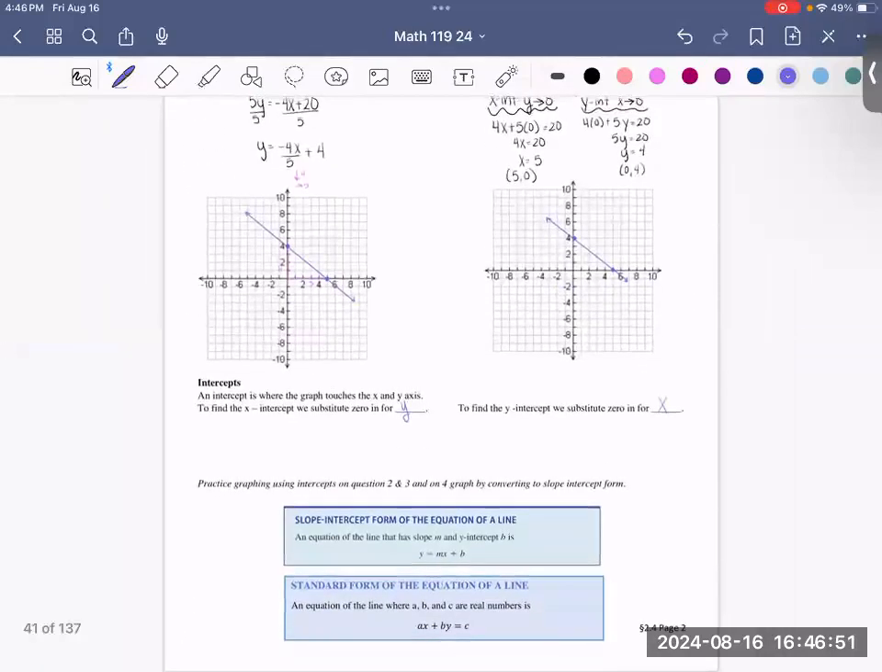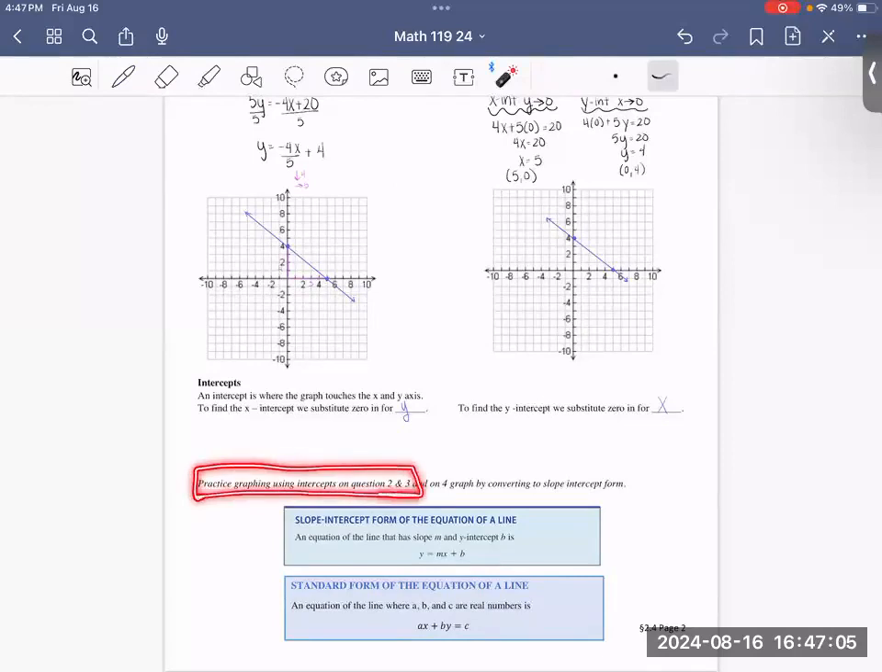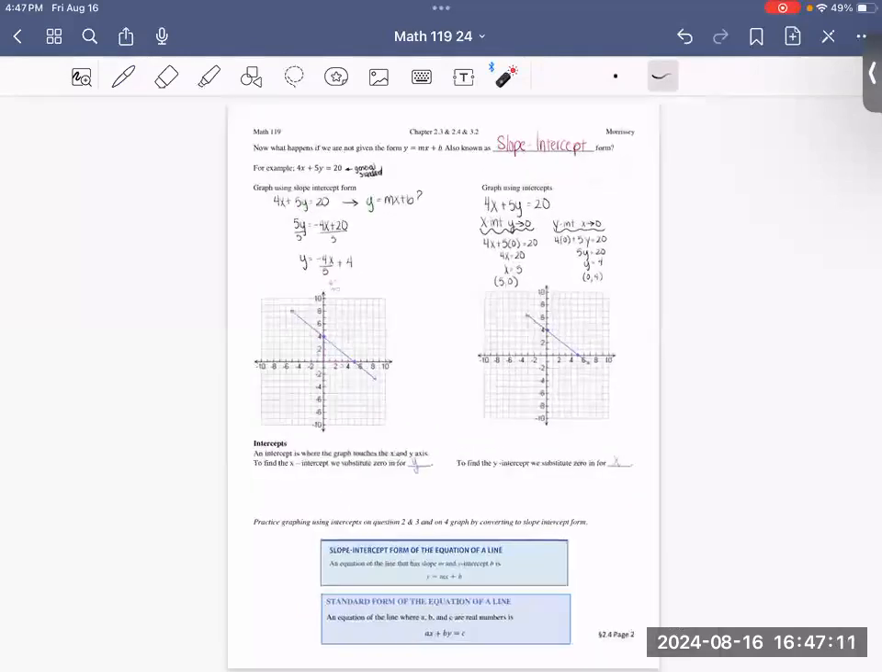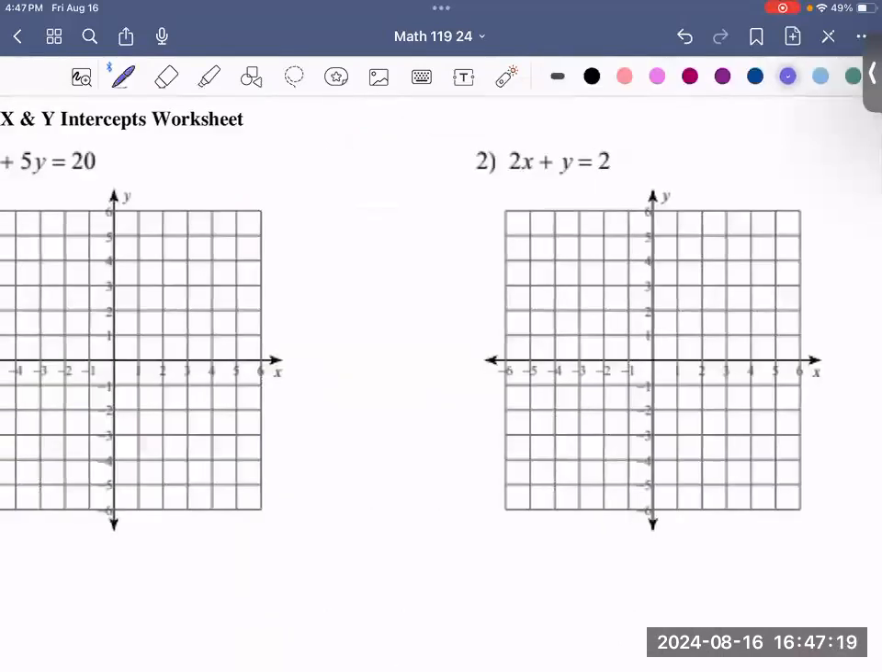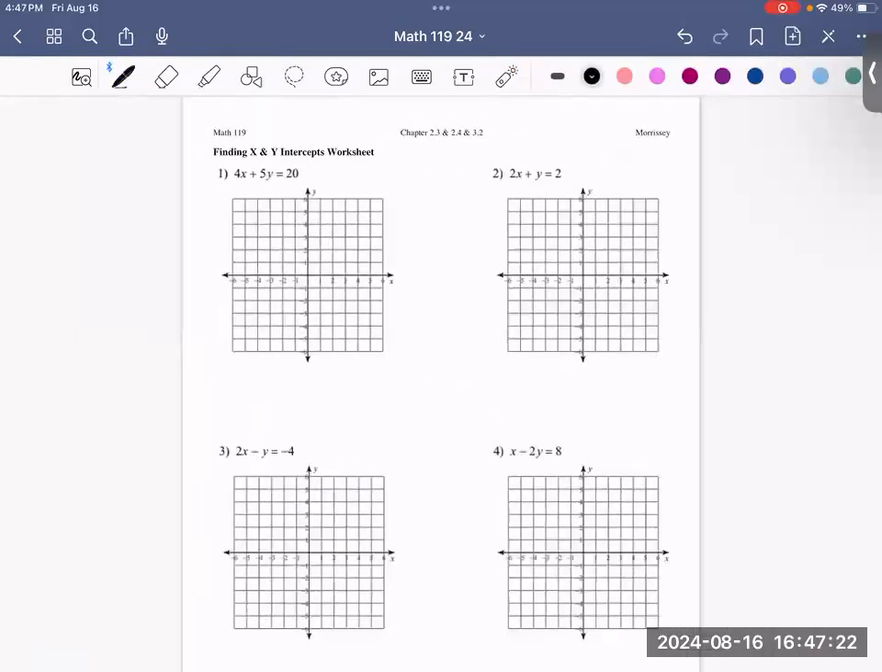So now let's practice graphing the intercepts on questions 2, 3, and 4 on your graphs by converting, I read that wrong. Practice graphing by your intercepts on questions 2 and 3. And then on question 4, graph by converting into slope-intercept form. So you'll notice we just did this first one. So let's take a look over here. So we are going to be using your intercepts to graph. Now, just in case, I'm going to have you pause the video and try 2 and 3 using your intercepts, and then 4, you're going to convert into slope-intercept form and graph that way.